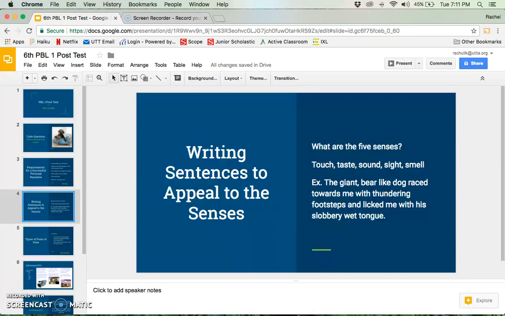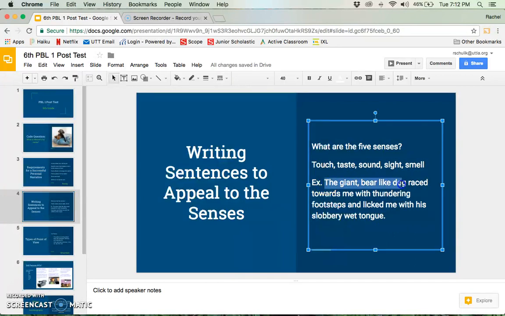Alright, when you're writing, you want to make sure that you're appealing to the reader's senses because this makes it more interesting for them to read. So the 5 senses are touch, taste, sound, sight, and smell. And you want to appeal to those when you're writing. So instead of saying, the dog ran to me and licked me, we say, the giant bear-like dog raced towards me with thundering footsteps and licked me with his slobbery wet tongue.